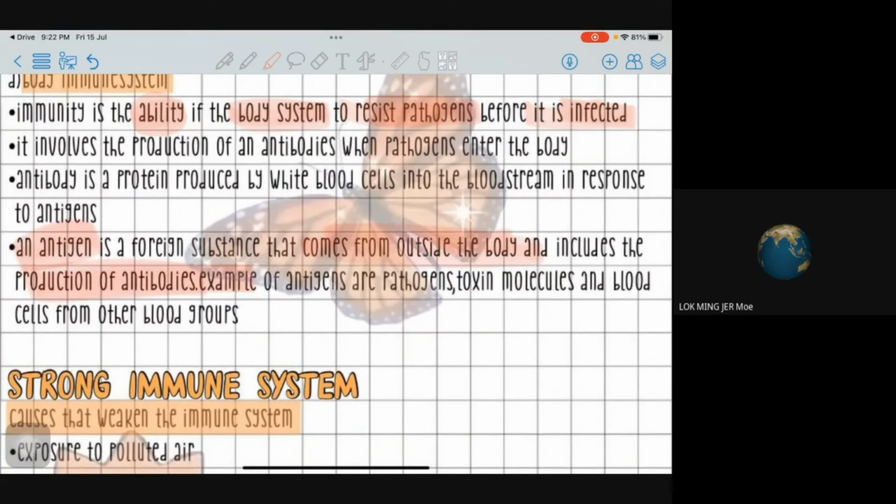For example of antigens are, you want to cause some trouble, put at the back there.